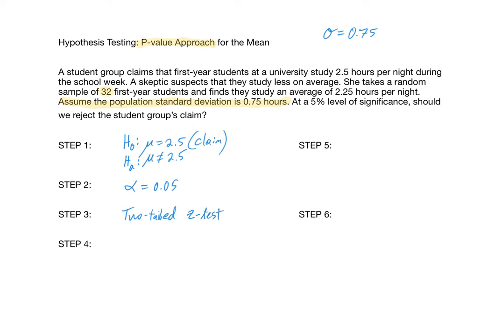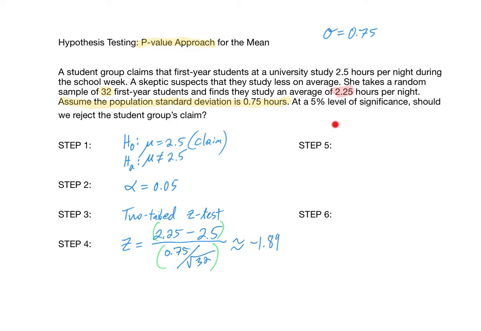The next step, step four, is to compute your test statistic. So we're computing the z-score, where we take x bar and subtract mu. X bar, we are given that the average time from her study was 2.25 hours, minus mu, which is the hypothesized claim, 2.5, over sigma, which is 0.75, divided by the square root of the sample size, which is 32. Again, when you plug this into your calculator, make sure you have parentheses around the numerator and parentheses around the denominator. And when you do that, you get approximately negative 1.89.